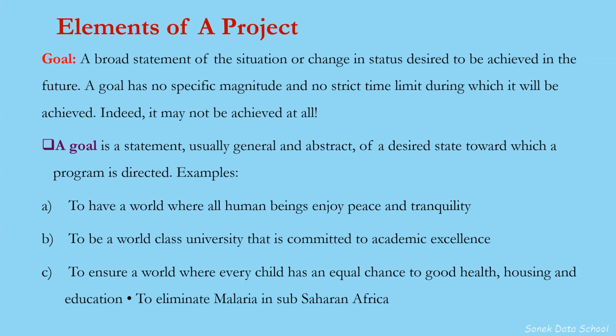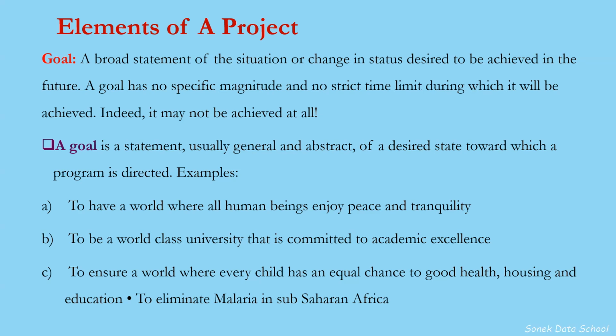So as we continue, there are terms that make up what we call elements of a project, and we need to understand them clearly. We begin with the first term, that is goal, which is the situation that we are interested in changing as much as our project is concerned. So, a broad statement of the situation or change in status desired to be achieved in the future.